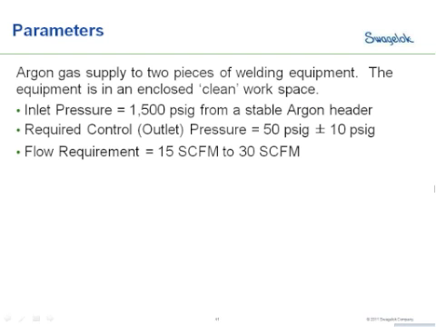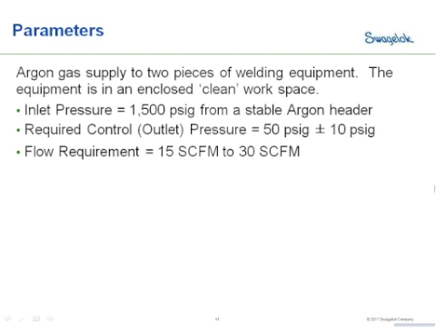They're giving us a little bit of a range. We can go plus or minus 10 psi on that outlet pressure. And our flow requirement is going to vary between 15 standard cubic feet per minute to 30 standard cubic feet per minute. This is probably because we've got 2 pieces of equipment. We might be operating 1 piece or both pieces of equipment at any given time. So something to be aware of there.